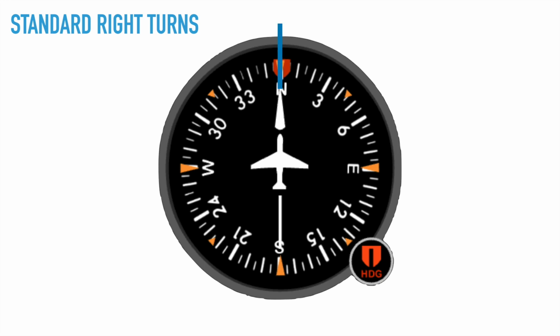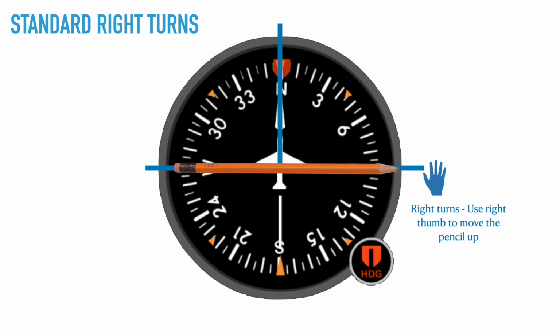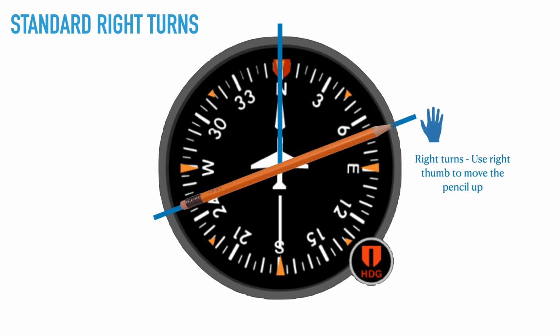So what you want to do is first draw a line directly through your heading. Next, draw another line perpendicular to your heading. Now superimpose your pencil on this line. Because it's a right-hand turn, you're going to use your right hand thumb to push the line up 20 degrees offset from that right hand corner. And now you can see we have 3 quadrants.